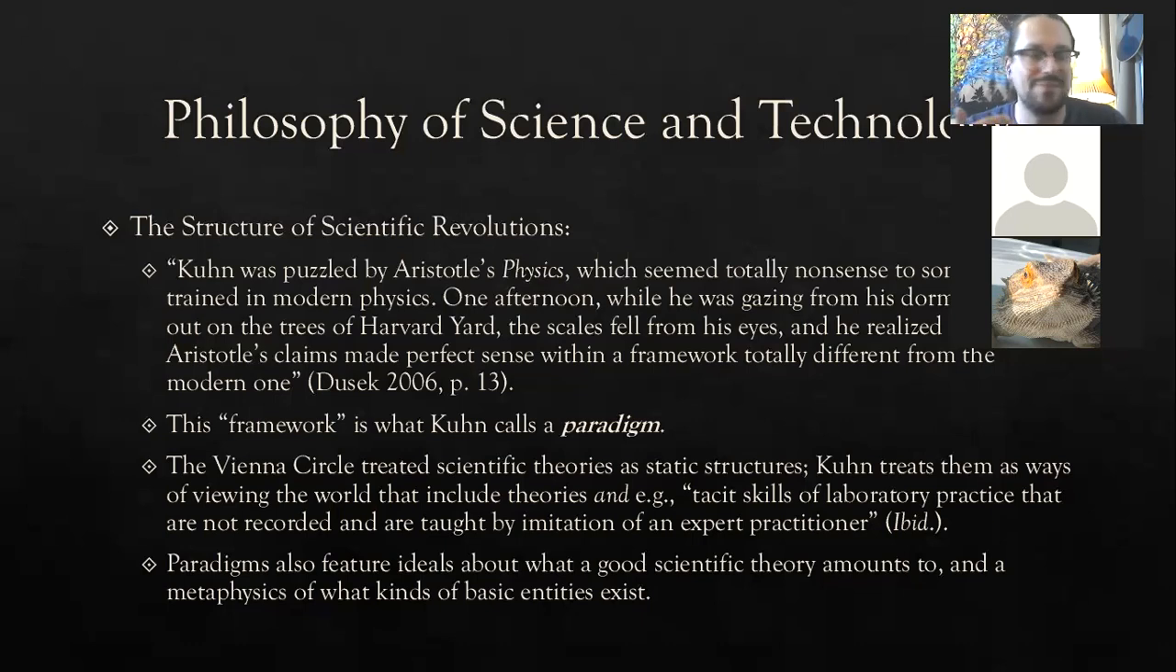My sort of like experimenter-participant interaction skills are something else. The Vienna Circle would not treat that as science. Kuhn would. He would say this is something that scientists working in this paradigm have to do.